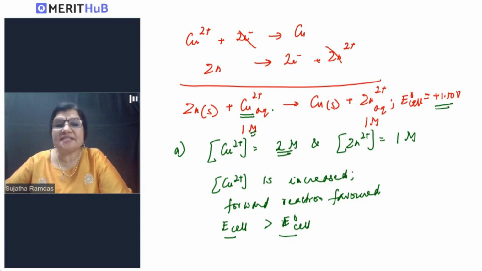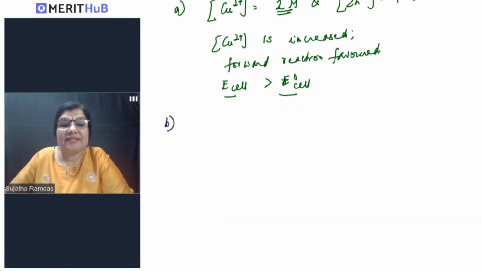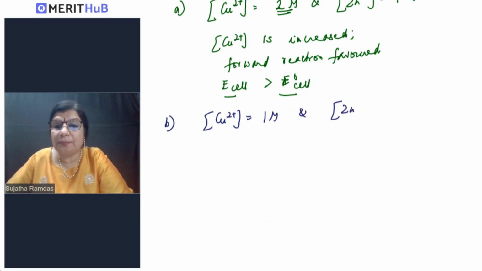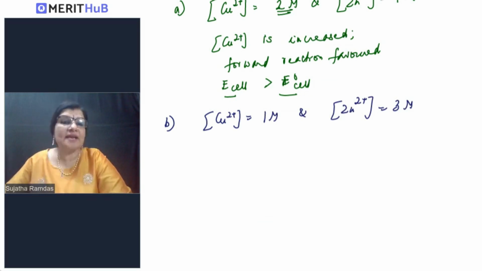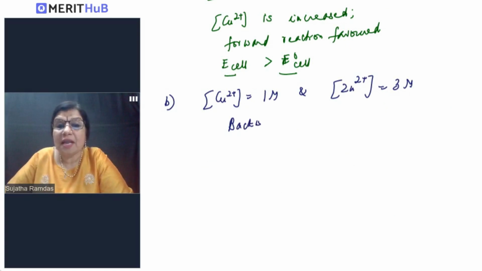Let's look at a different situation, say B, where the concentration of copper 2 plus ion is 1 molar, but the concentration of the product zinc ion is 2 molar, or let's say 3 molar. So what has happened here? The concentration of the product has been increased. So immediately, which reaction will occur? Which reaction will be favored?